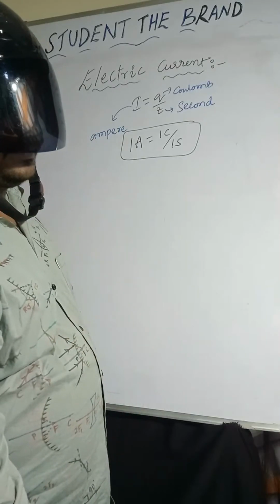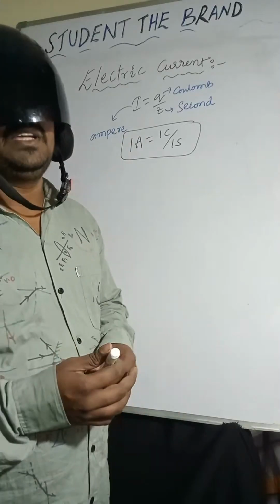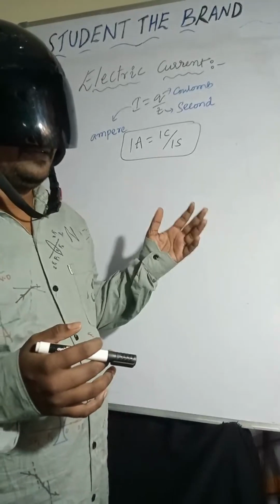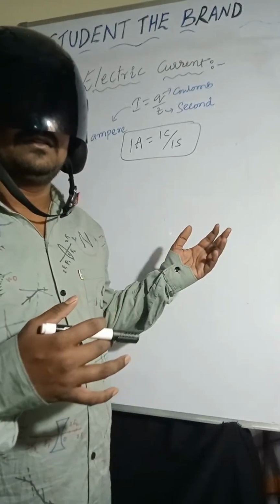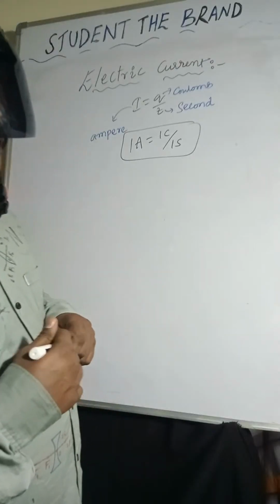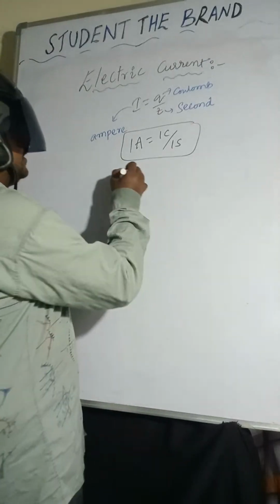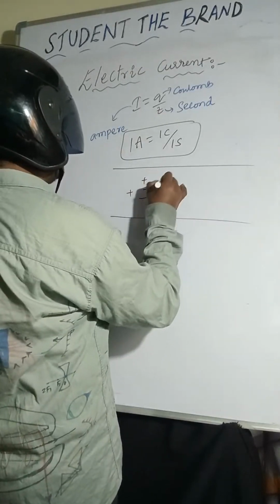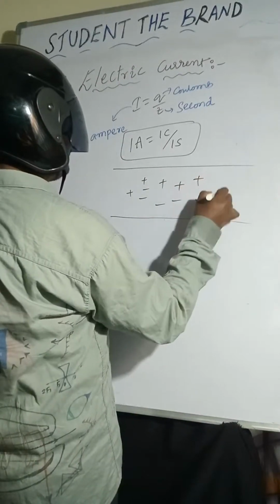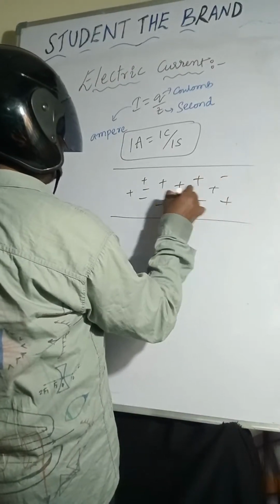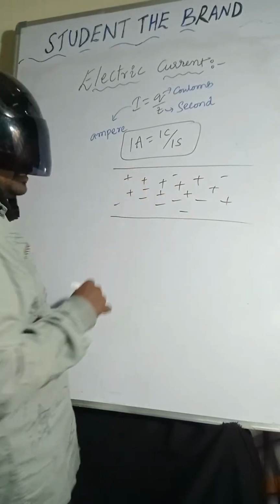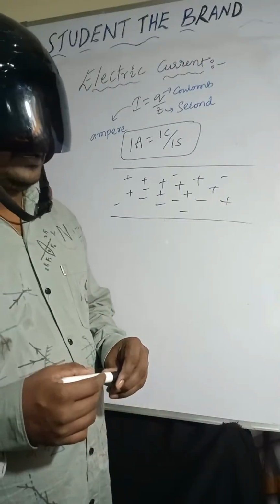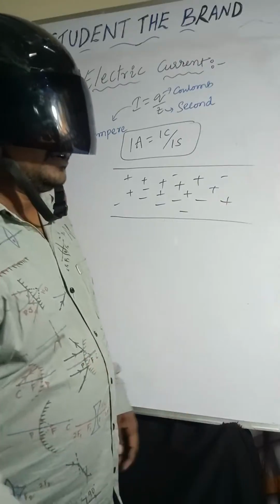Now charges are moving inside of the conductor. We can't say 1 electron, 2 electrons. If 1 charge, 2 charges go, we can't say current is flowing. There are a number of charges moving inside of the conductor, positive, negative, positive, negative. Many charges are moving inside of the conductor. Then only we can say current is passing through the conductor.